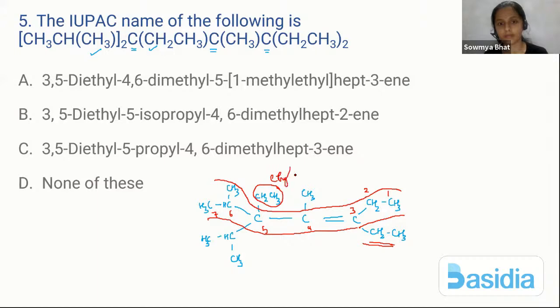So this is one ethyl group. This is one ethyl group at 3 and 5 position. So it should be 3,5-diethyl. So among option A and C, you have 3,5-diethyl in both cases. And then at the 4th carbon, you have methyl. And at the 6th carbon, also you have methyl. So it's 3,5-diethyl, 5-isopropyl and 4,6-dimethylheptene. So this would be the right answer.